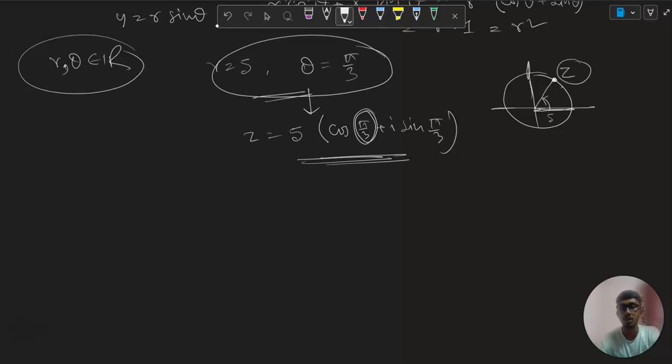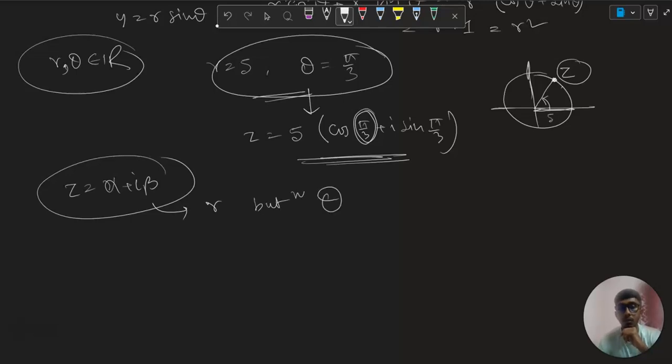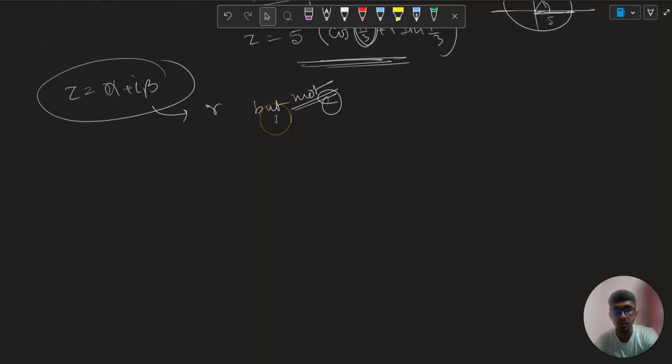That's how we determine it. So this r comma theta can uniquely determine a complex number, but if we write z equal to some alpha plus i beta, will it give me a unique r comma theta? Of course not. It will give me a unique r, but not a unique theta. Why? Let's come to this point.